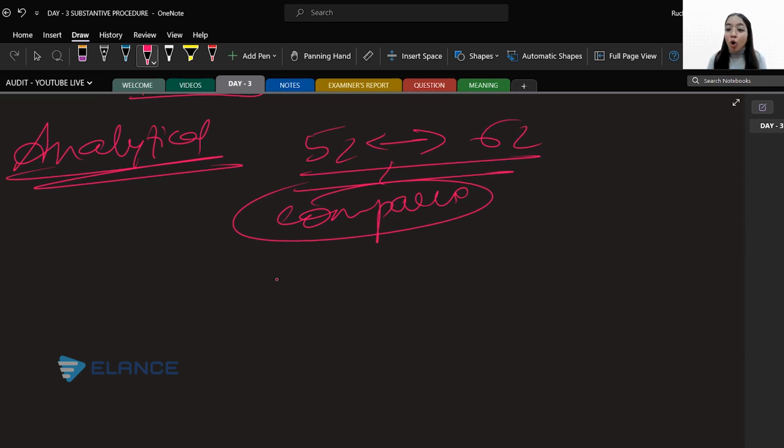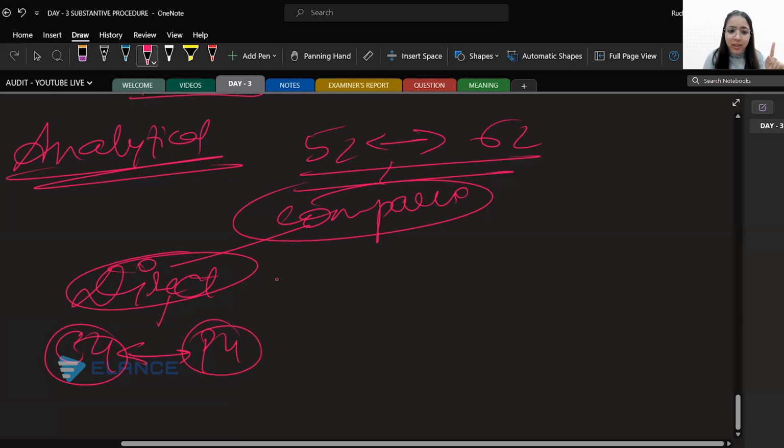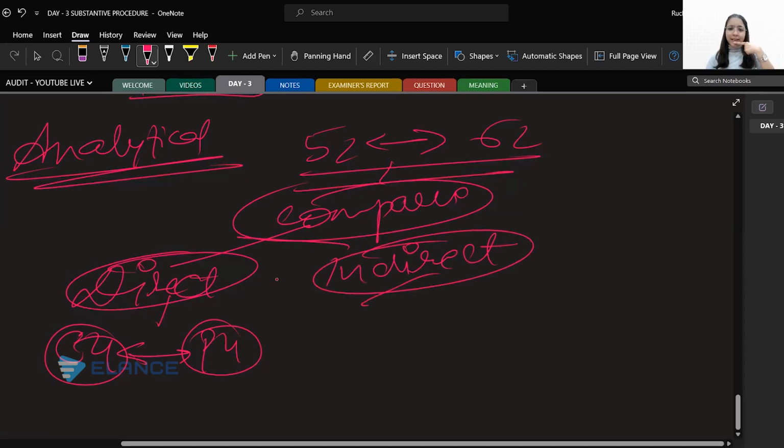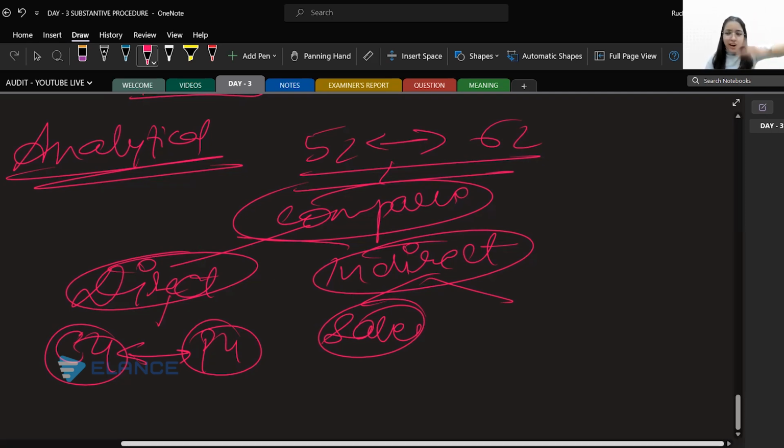analytical procedure does not end with the comparison. See, there could be a direct comparison. For example, I will compare the current year with the prior year. There could be an indirect comparison. Ma'am, what is indirect comparison? I will try to establish a relationship. Ma'am, if the purchases have increased, maybe the sales have also increased, maybe the profit. So I'll try to build a relationship. And another indirect comparison I can do is with the industry.